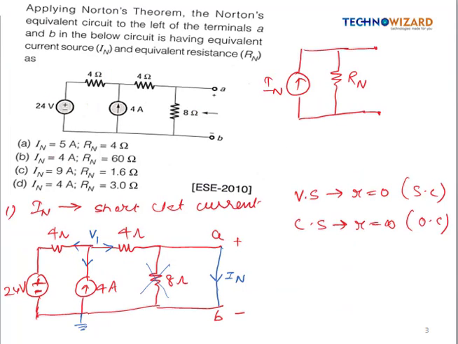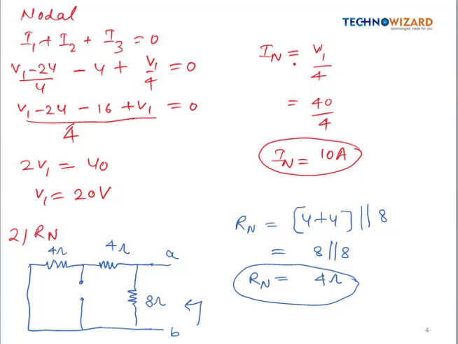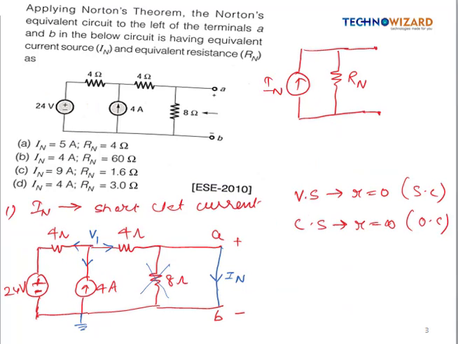So option, I think we have done some mistake here. We are getting okay. So here V1 value is 20 volt, okay? So this was not 40, this is 20 volt. So the IN current is coming as 5 ampere. So this is 5 ampere. Sorry guys, I just written it wrong. Okay, so option A is correct.